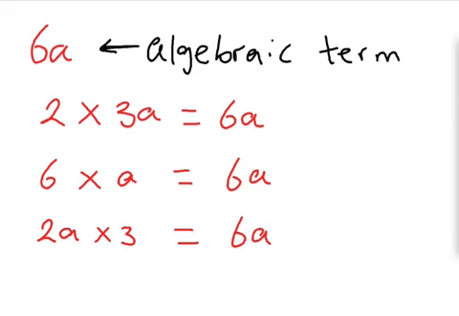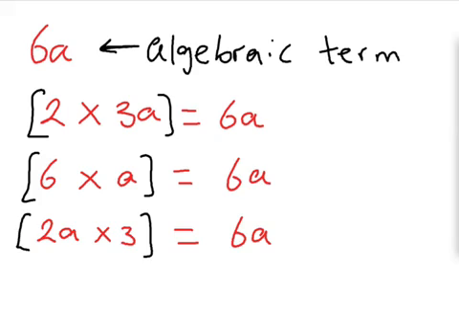Now, what does this mean? This means that I can say 2 and 3a are factors of 6a. I can also say 6 and a are factors of what? 6a. I can also say 2a and 3 are factors of 6a. Hope factors now is very, very clear. That's the simple meaning of factors. Wherever you find that in mathematics, this is what it means.